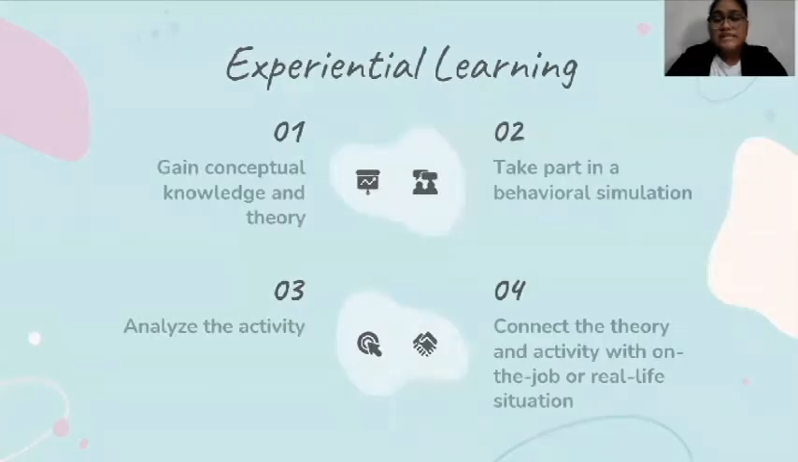The first one is experiential learning, which has four stages. One, gain conceptual knowledge and theory. Two, take part in a behavioral simulation. Three, analyze the activity. And four, connect the theory and activity with on-the-job or real-life situations.